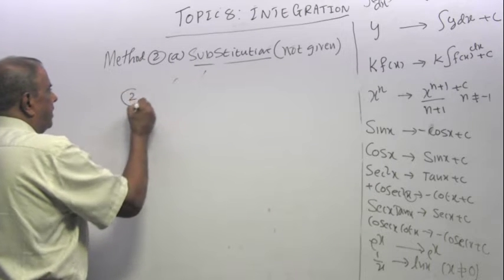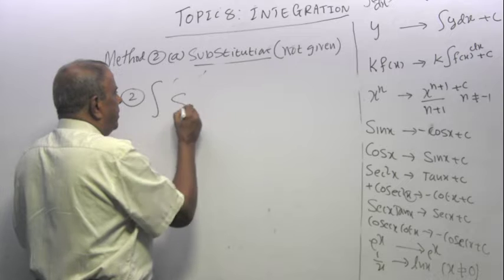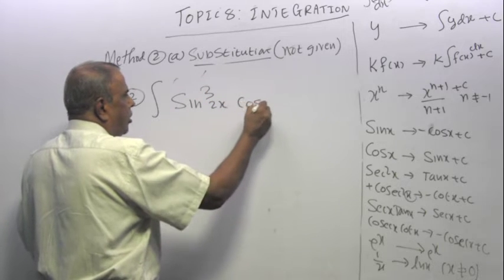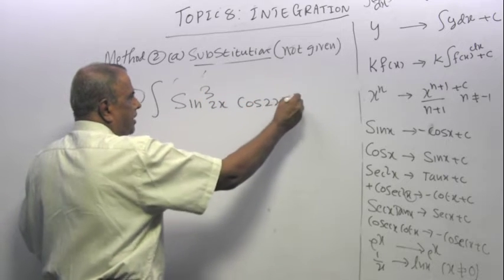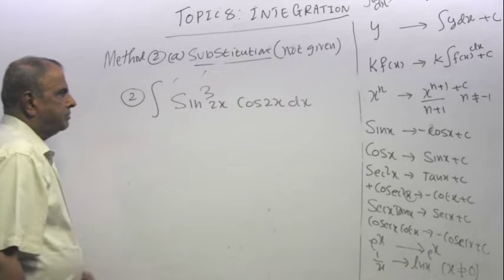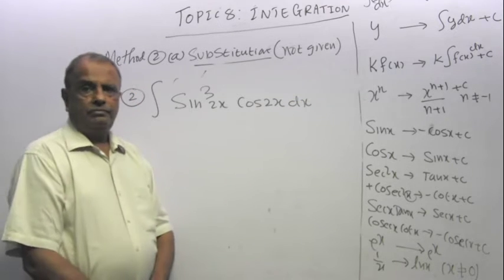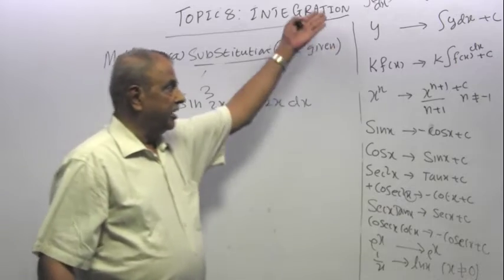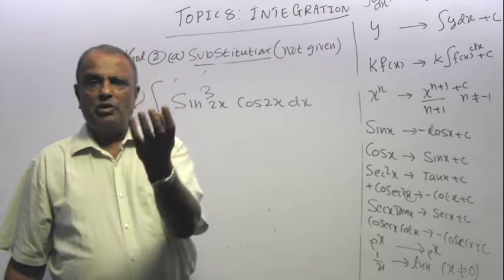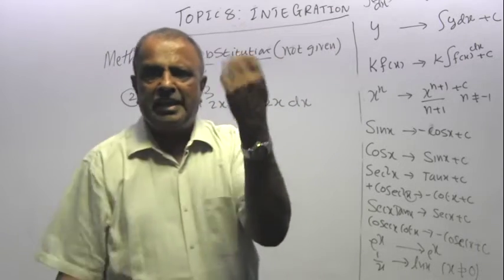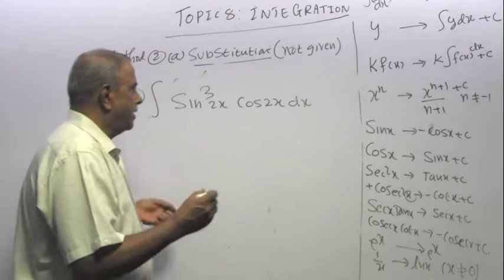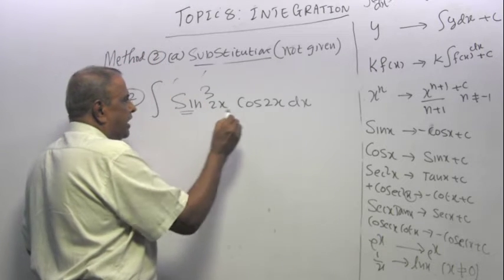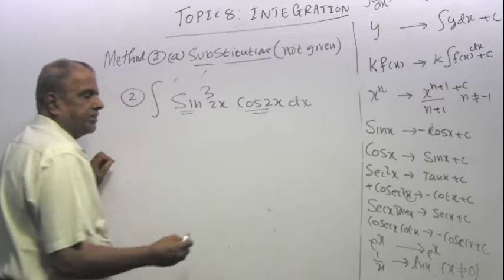Suppose I had the integral sine cube 2x cos 2x dx. Well, I can't integrate directly, obviously, because it's not there. So what am I looking for? A function and its derivative. The complicated function is sine cube. So when I differentiate sine 2x, I get cos 2x.